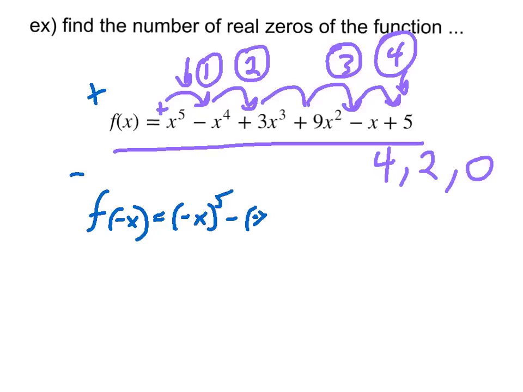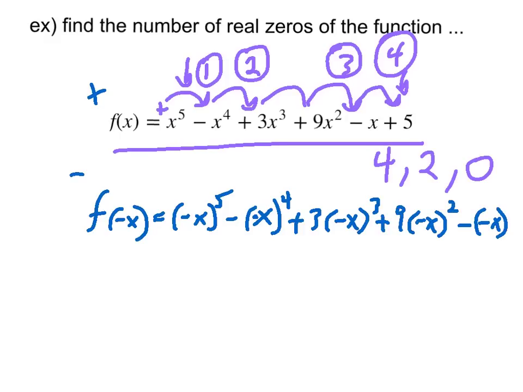Oh, I'm sorry, that's a negative x to the 4th, plus 3, and then we got a negative x to the 3rd, and then we got a plus 9, we got a negative x that we're going to square, and then we got a negative x, and I'm going to stick in my little plus 5. That's a 5 right there. Boom. Plus 5.